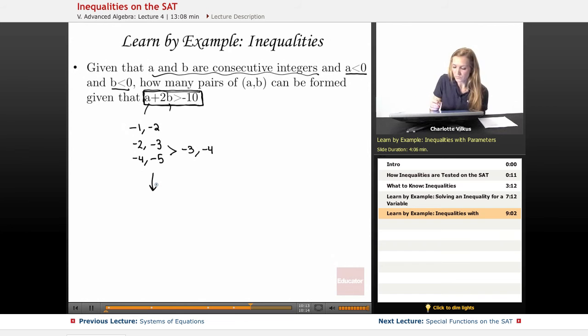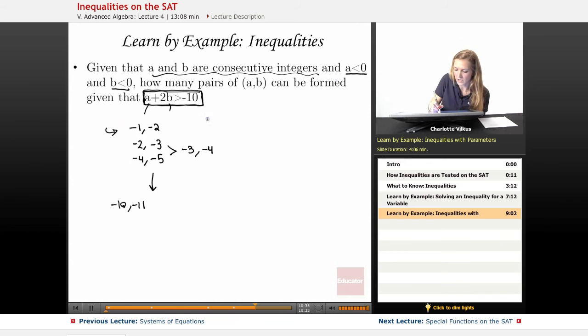So my guess is that I'm going to start up here. If this one totally doesn't work, then we might want to look at some other set of consecutive integers. So maybe we'll want to start at negative 10, negative 11, but it's always better to start at the very top when we're just looking at these negative numbers.